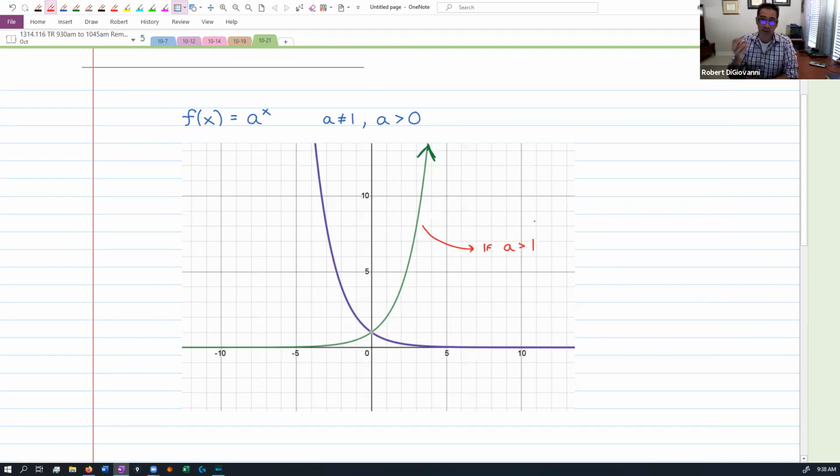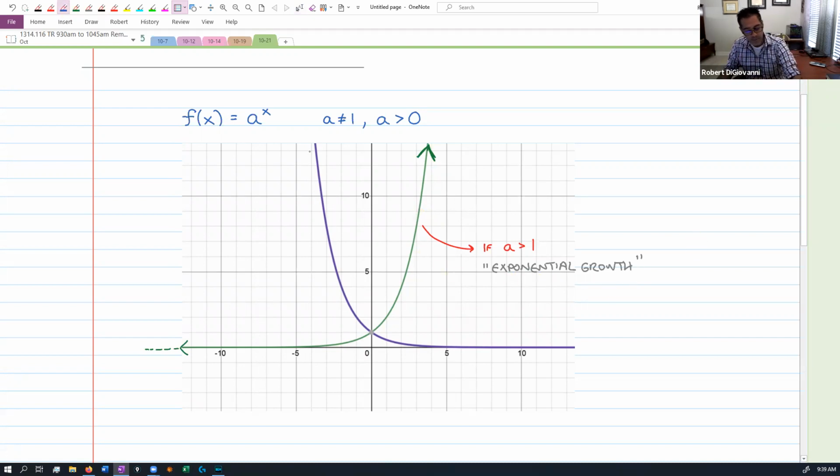So if the base, the number on the bottom, is like a 2 or a 3 or a 4, we should get something like this. And the graph, of course, on the left side flattens out and there's a horizontal asymptote there. So this graph is actually called exponential growth, because as you move from left to right, the graph grows, right? And it grows very rapidly because it's exponential. We talked about that last time, how fast these graphs grow. So we call it exponential growth.